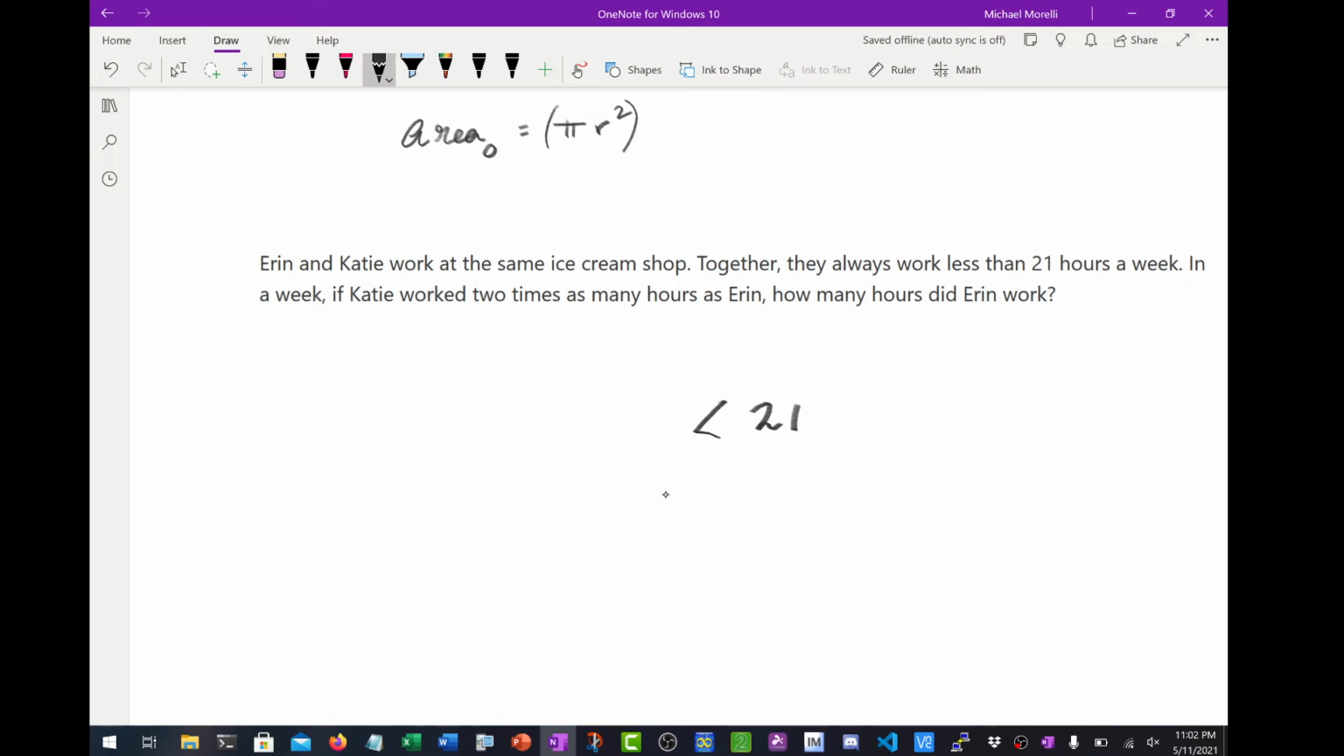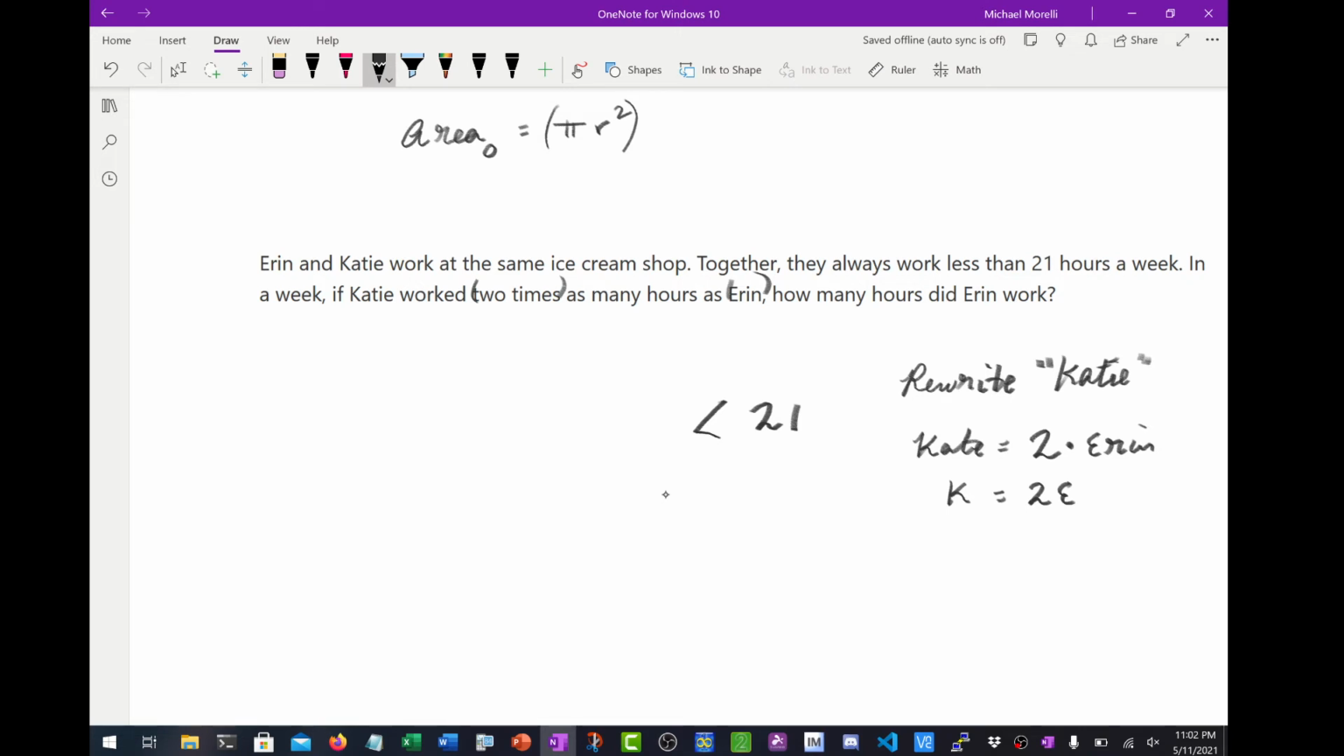And so what they want us to do is rewrite the word Katie in terms of Aaron, right? So you can think about it like this. Katie equals 2 times Aaron, right? So Katie equals 2 times the number of hours Aaron worked. So if we call Aaron E, then Katie equals 2E.